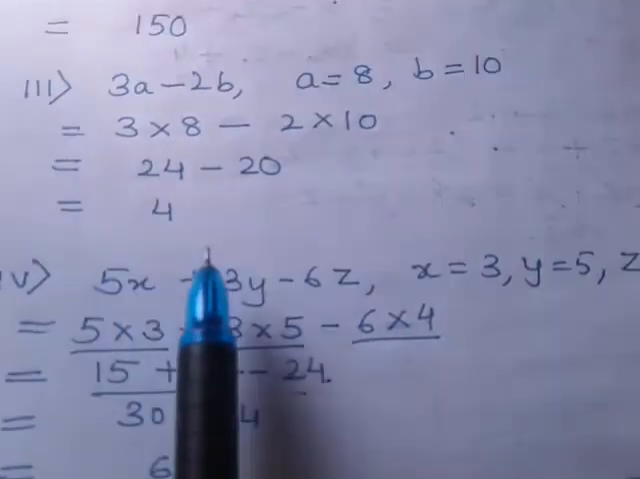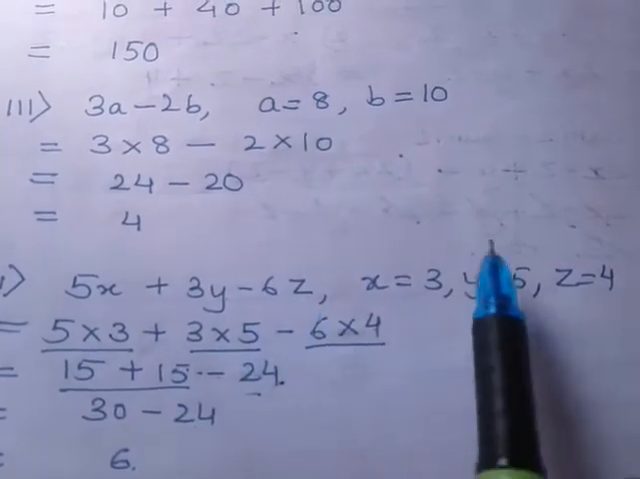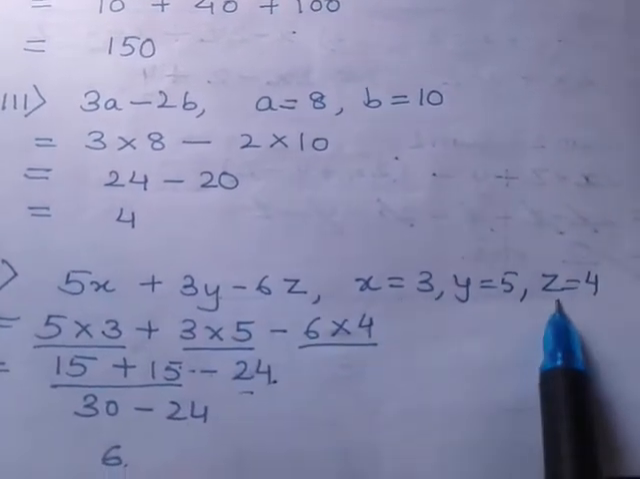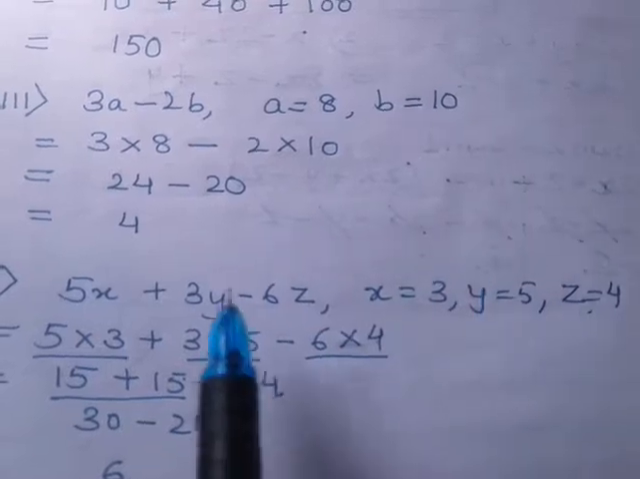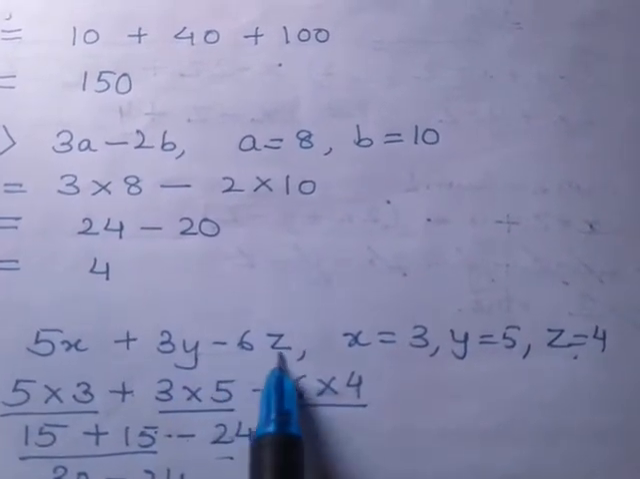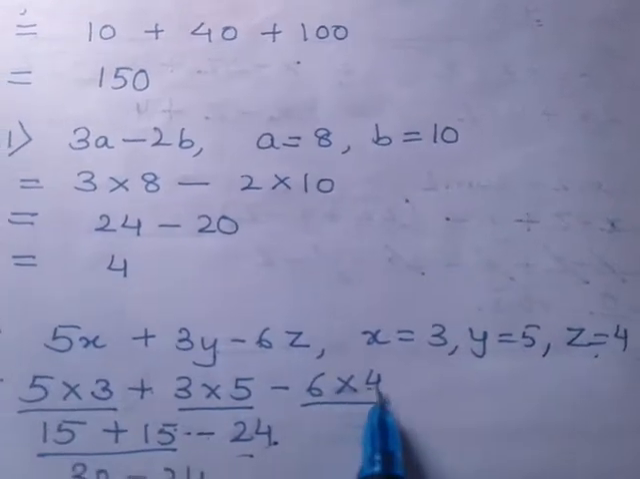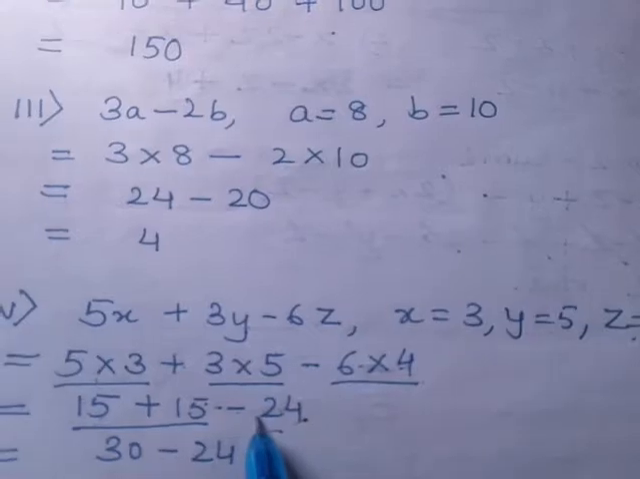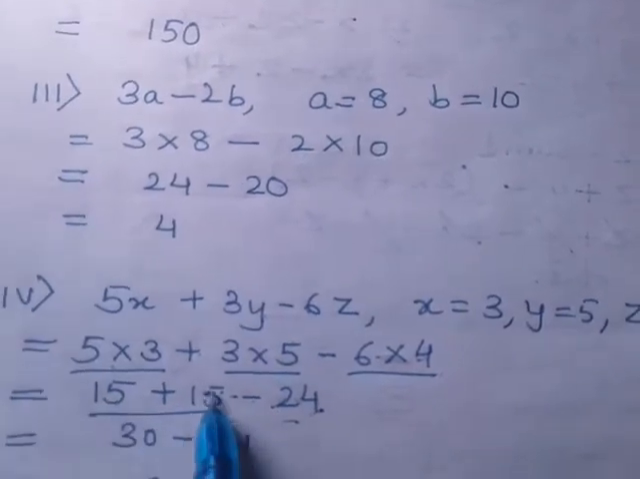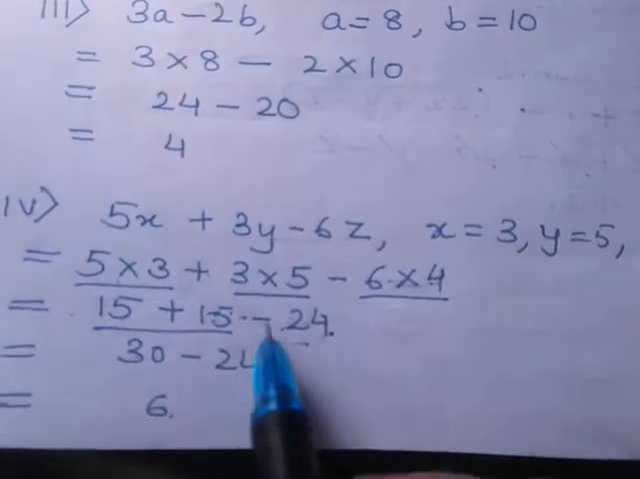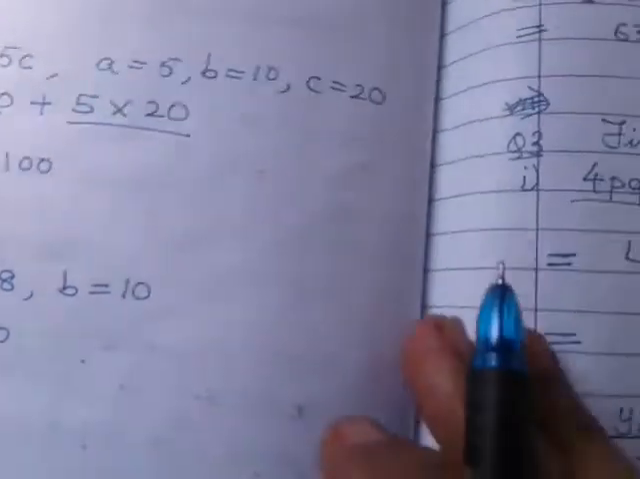So see the example. Let's see a little bigger example now. I'll take this: 5x plus 3y minus 6z. What values of x, y and z are given? Wherever x, y, z are there, substitute those respective values. So 5 multiplied by 3 plus 3 multiplied by 5 minus 6 multiplied by 4. 5 3s are 15, 3 5s are 15, minus 6 into 4 is minus 24. So add all the positives, add all the negatives and subtract them. So 15 plus 15, positive, positive, 30 minus 24, 6.